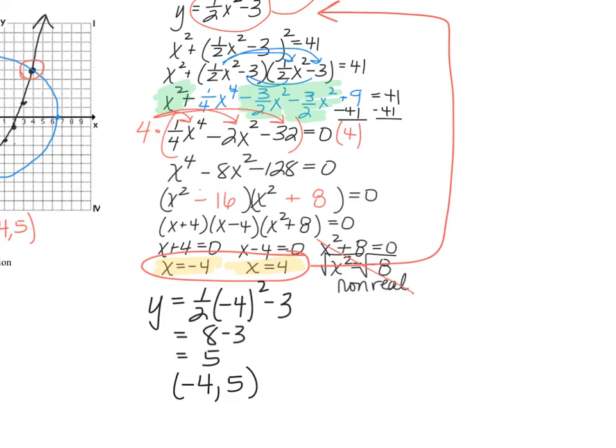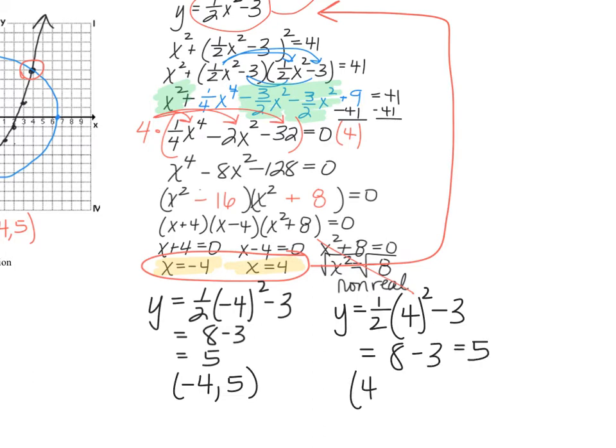But then we have to do the same thing for x equals positive 4. So y equals 1/2, and then we'll substitute in positive 4 for x squared minus 3. 4 squared is 16 again, half times 16 is 8, and 8 minus 3 will give us 5 again. So when x was equal to positive 4, we also got the same y value of positive 5. So these would be our intersection points, and these are going to be the solutions to the original system of equations.